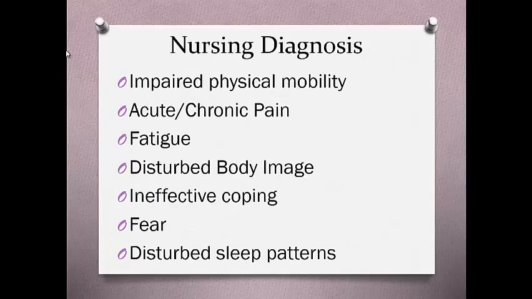We could come up with a lot of nursing diagnoses, but here's some of the ones I thought of. So impaired physical mobility. Again, we talked about acute and chronic pain. It's a high priority in the acute phase, the acute pain. Fatigue, disturbed body image, ineffective coping, fear, disturbed sleep patterns. A lot of these patients have difficulty sleeping or staying asleep because of the stiffness and pain.